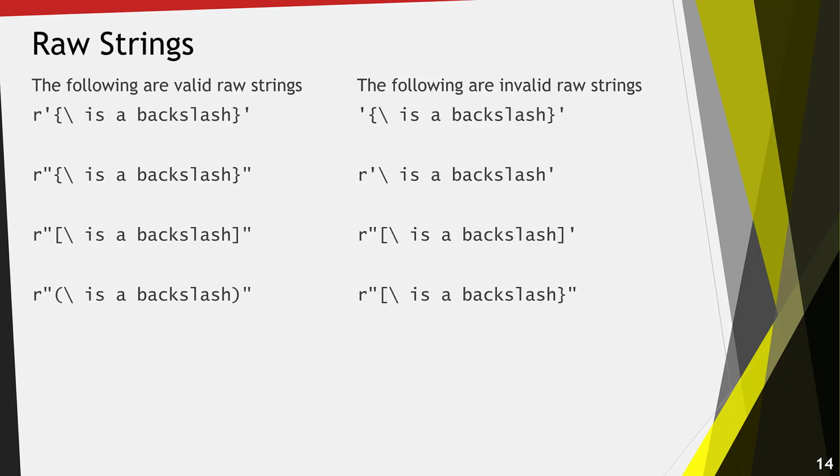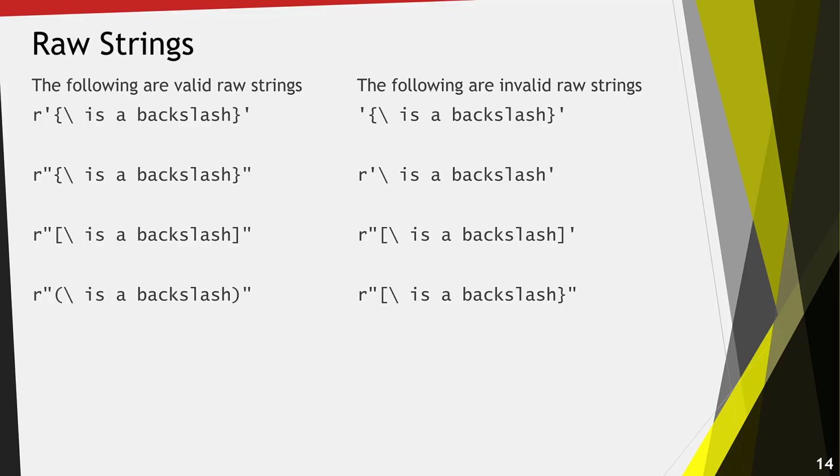On the left-hand side, every raw string is valid. The first one uses a single quote and a squiggle bracket to denote the start of the raw string, and the corresponding squiggle bracket and single quote at the end to denote the end of the raw string. The next example uses double quotes and the squiggle bracket. The third example uses double quotes and a square bracket. And the fourth example uses double quotes and a parenthesis.